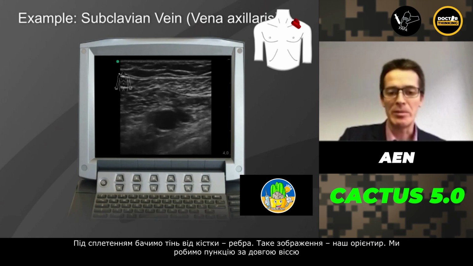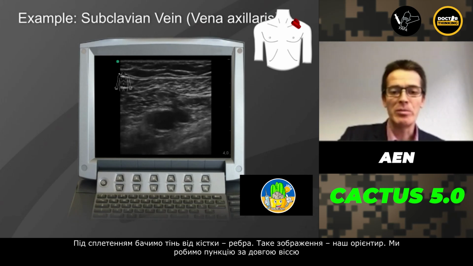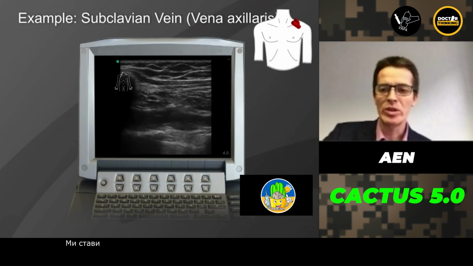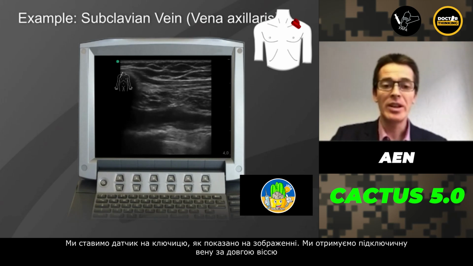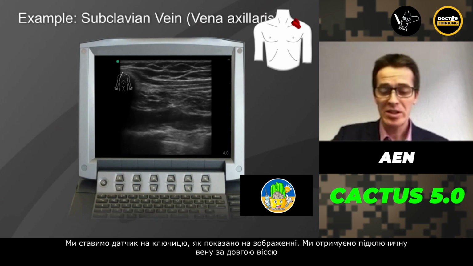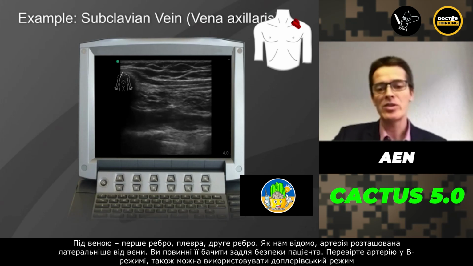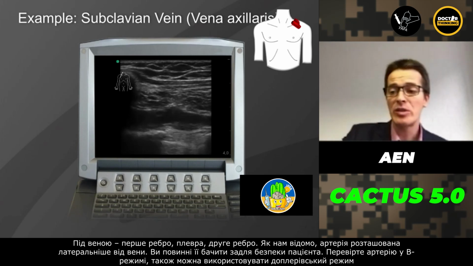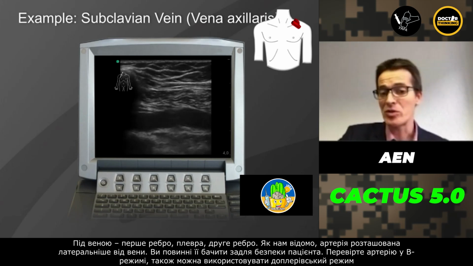This is the rib. However, we only use this ultrasound image as a general anatomical orientation, as we want to do the puncture in long axis. So for this, we rotate the probe. We deliberately place the clavicle on the image, just under the pictogram, or under the body marker. And now we have the subclavian vein in long axis, and under the vein we have the first rib, and then we have the pleura and the second rib. And as we know that the artery is lateral to the vein, we just check it to be certain, to also be safe for the patient.